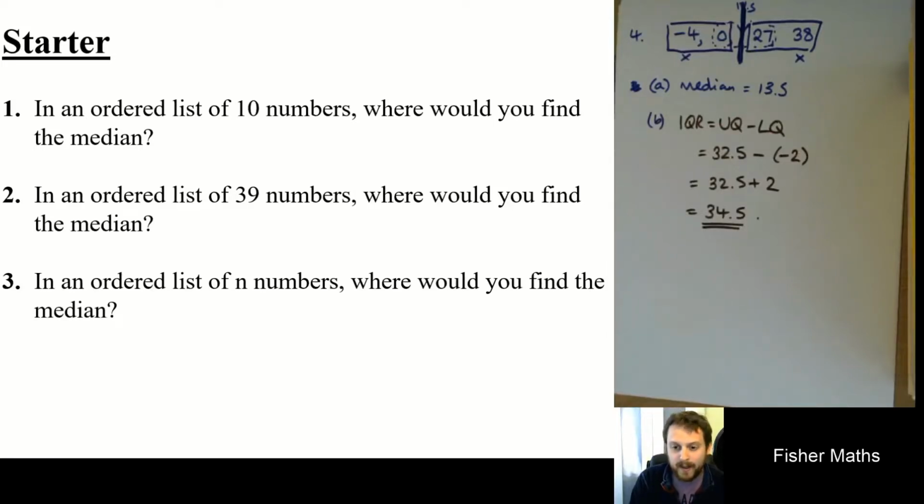So if it's in a specific position, is it the 5th number? Is it the 6th number? Is it halfway between two positions? Like, whereabouts do you have to go?